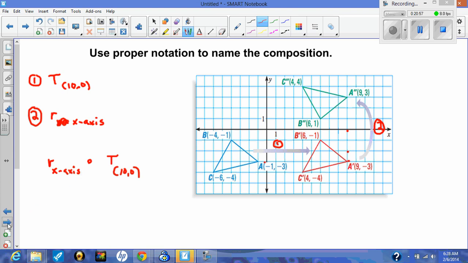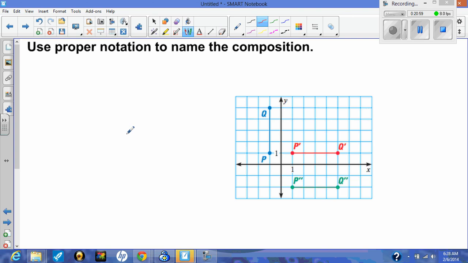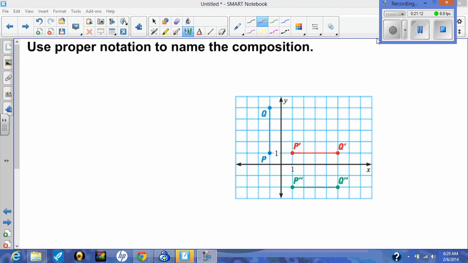So let's try one. I would like you guys to do this one on your own. Pause the video, and when you're done, go ahead and check it against mine. Okay, let's see how you did. Hopefully you figured out the transformation and wrote the composition in proper notation. If you haven't, pause it again and do it. Make sure you get the notation part completed. And if you're all good, let's go over and see what happened.